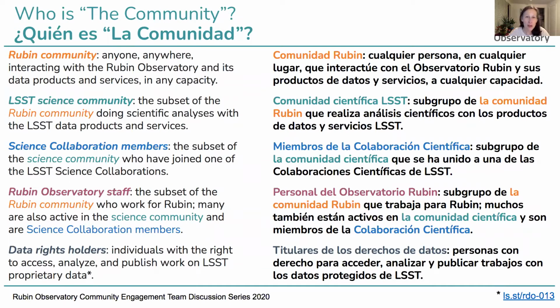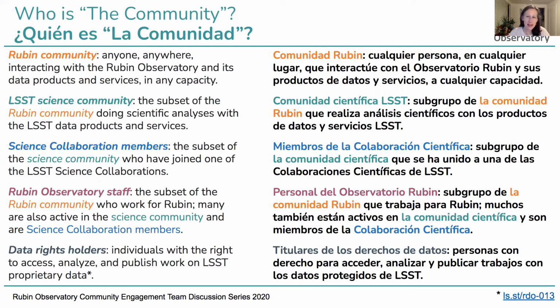When we talk about community engagement, it's important to define who the communities are that we are trying to engage. So let's review this list of definitions. First, the Rubin community refers to anyone, anywhere, interacting with the Rubin Observatory and its data products and services in any capacity. This includes proprietary and world public data sets.